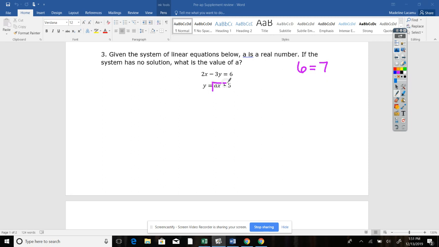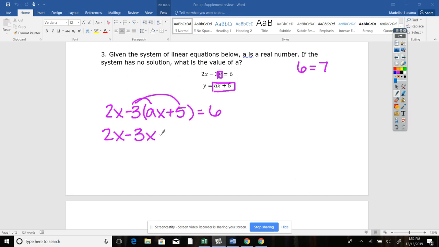which means I'm going to take this right here, and since it's y equals, I'm going to replace the y with that value. So it'd be 2x minus 3, replace the y with ax plus 5 equals 6. So I distribute and get 2x. Now -3 times ax is -3x times a, minus 15 equals 6.